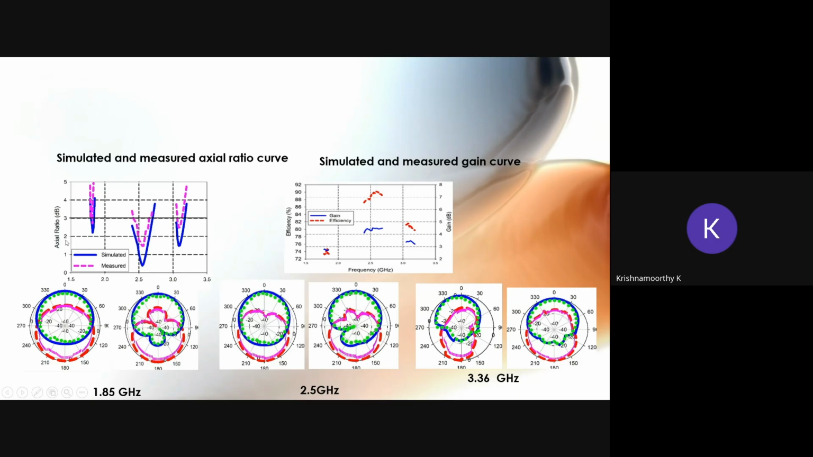So all these three bands we can get the circular polarization using this compact split ring and metallic strip loaded slot antenna. This is the radiation efficiency, the gain, and the radiation pattern at the three different center frequencies of the bands of the antenna.